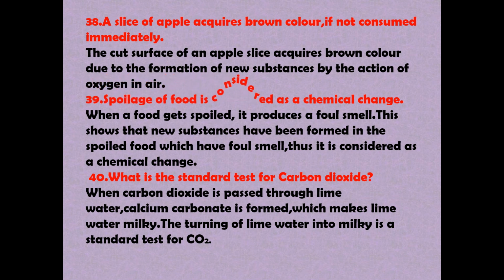Next question. Spoilage of food is considered as a chemical change. When a food gets spoiled, it produces a foul smell. This shows that new substances have been formed in the spoiled food which have foul smell. Thus it is considered as a chemical change.